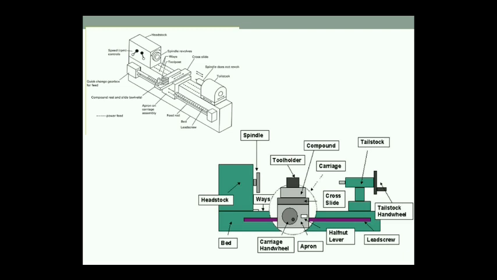Remember, the principle is to rotate the workpiece and to move the cutting tool along the horizontal axis. To get this arrangement, we need so many components, and the combination of these components will lead to the working of the lathe machine.